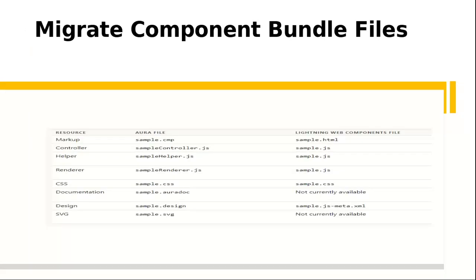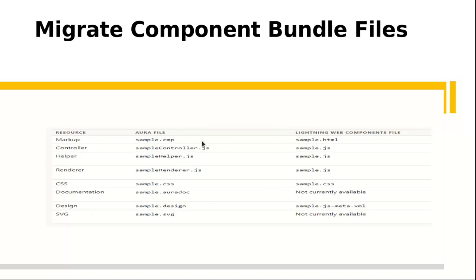Okay. So now another thing I wanted to talk about in migrating, right? The Aura bundle is different from the LWC bundle. In LWC, you have your HTML file, your CSS file, your JavaScript file, and the configuration file, right? In Aura, you have something like markup, controller, helper, renderer, CSS, documentation, design, SVG, right? So these things will equate to LWC.